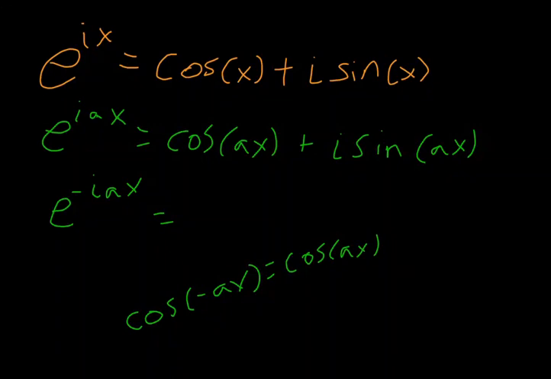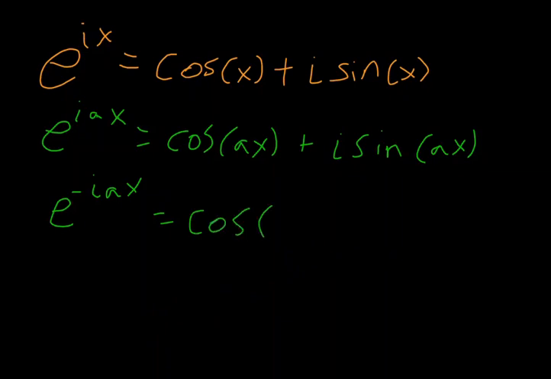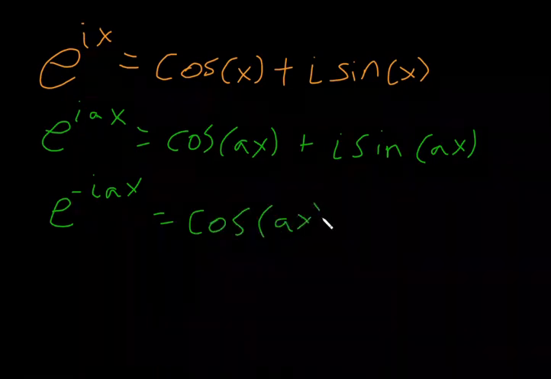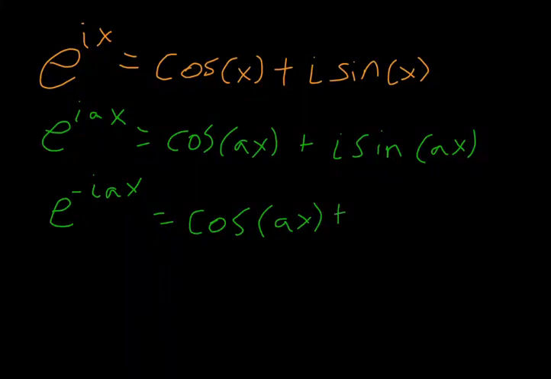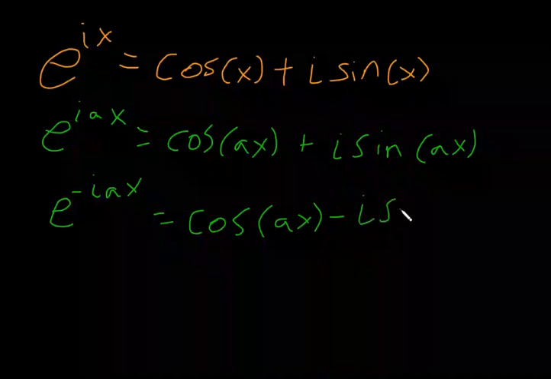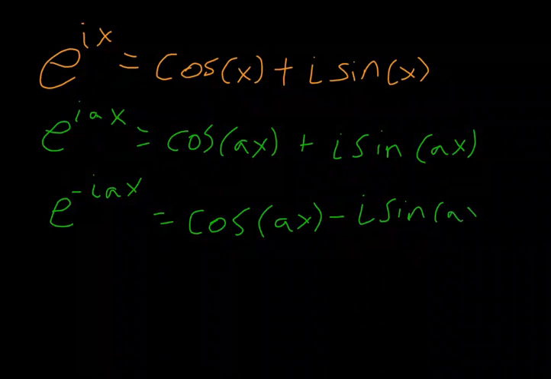I wrote that line as just a quick note. And sine, if we remember, is an odd function. So this is cosine of negative ax, which is the same as cosine of ax, plus i times the sine of negative ax. But the sine of negative ax is negative sine of ax. So let's make this minus i sine of ax. And what does that show us? Well, e to the iax is cosine of ax plus i sine of ax, and this is cosine of ax minus i sine of ax.